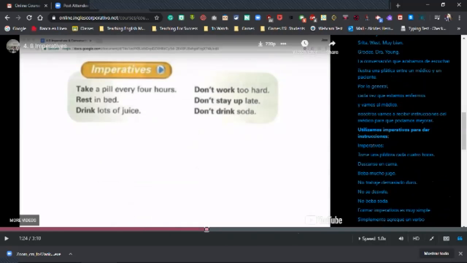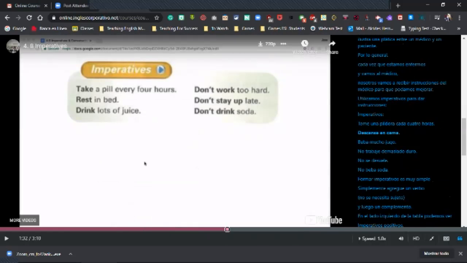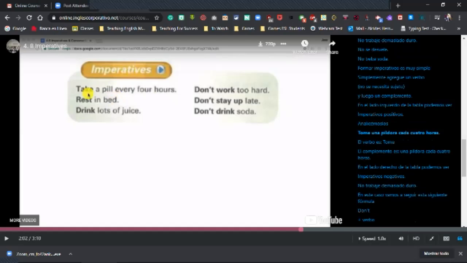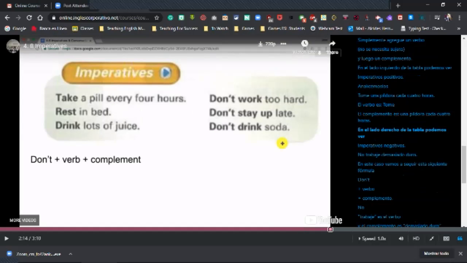I got another one. I remember it was something like that. Oh, there it is. Okay. In this one, you can see, right? We have different verbs. We have take. Remember last time I was explaining to you that when you say beber medicina, that means take. But when you say beber café, refresco o soda, decimos drink, o agua. But with medicine, it's always take. And we also have rest, drink, work, stay up, and drink again.